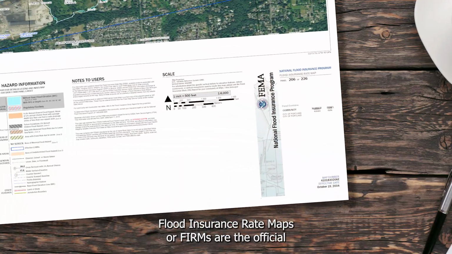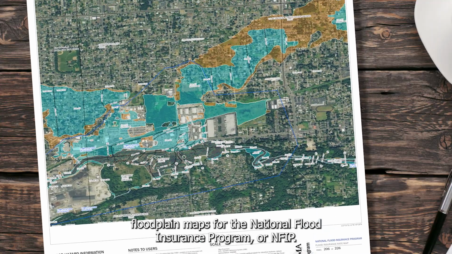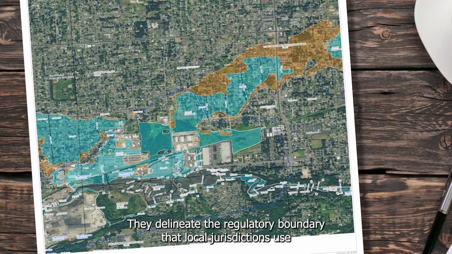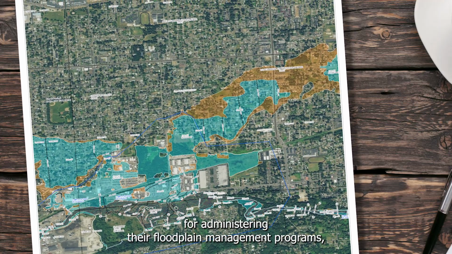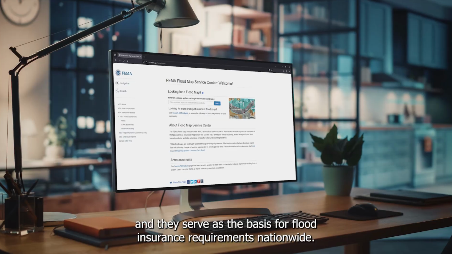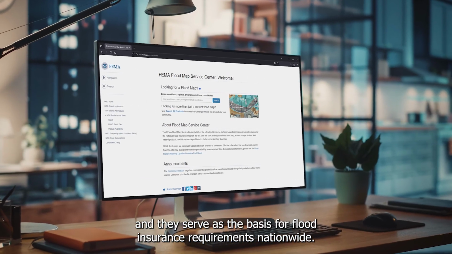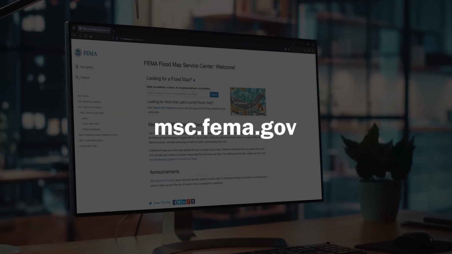Flood insurance rate maps, or FIRMs, are the official floodplain maps for the National Flood Insurance Program, or NFIP. They delineate the regulatory boundary that local jurisdictions use for administering their floodplain management programs, and they serve as the basis for flood insurance requirements nationwide. You can find them online at the FEMA Map Service Center.